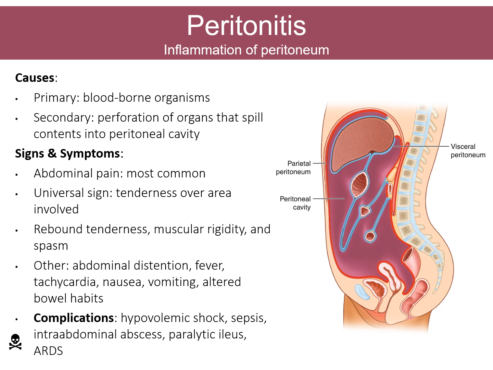So the most common sign and symptom is going to be abdominal pain. There can be tenderness over whatever area is involved, rebound tenderness, muscle rigidity and spasm, abdominal distension, fever, tachycardia, nausea, vomiting, altered bowel habits. So again, a lot of overlapping signs and symptoms. This can lead to shock, sepsis, abscess, paralytic ileus, acute respiratory distress syndrome, and death. So this is urgent and needs to be recognized and treated.